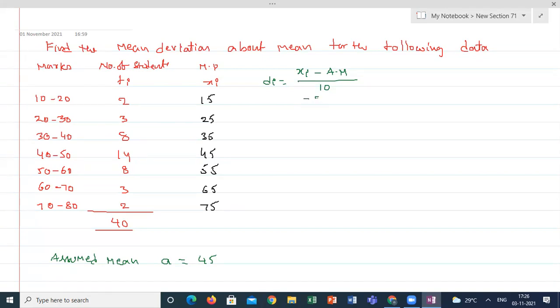So this is minus 3. This is minus 2. This is minus 1. This is 0. This is 1. This is 2. And this is 3. Now it is easy to calculate.